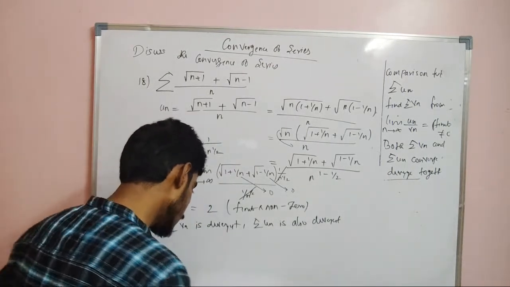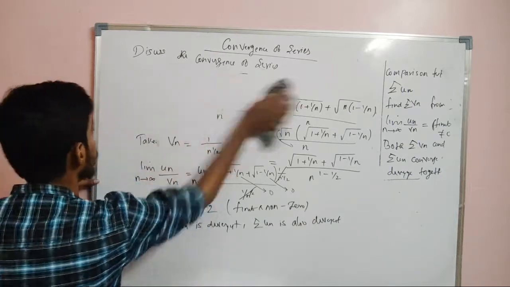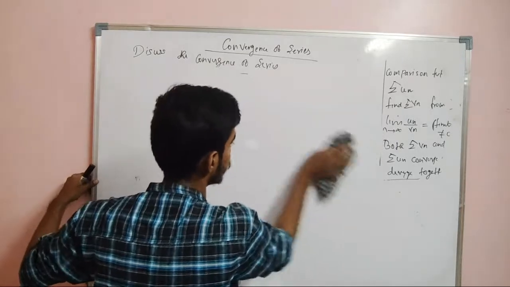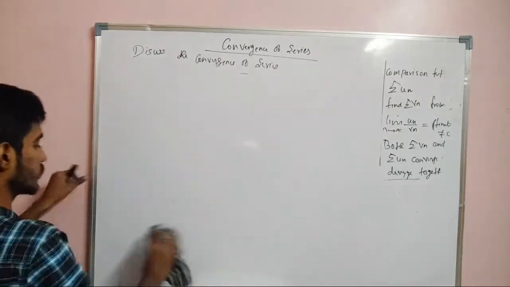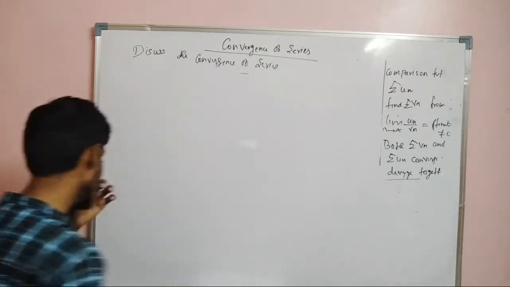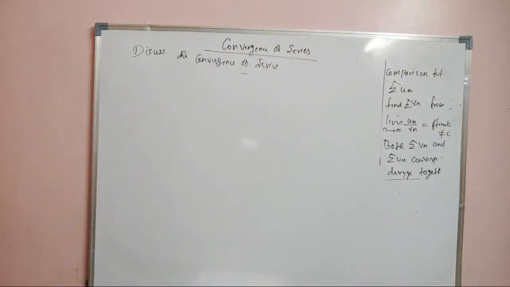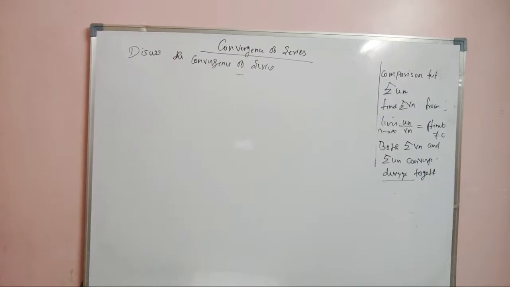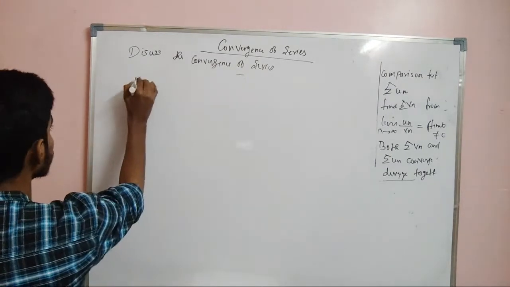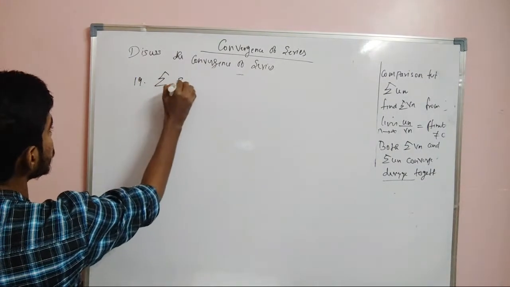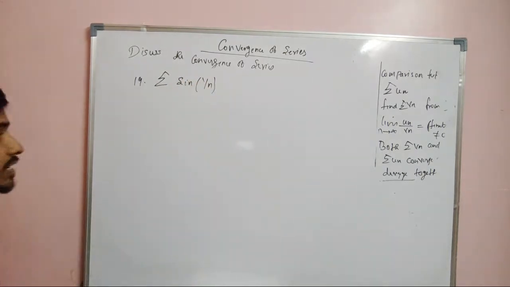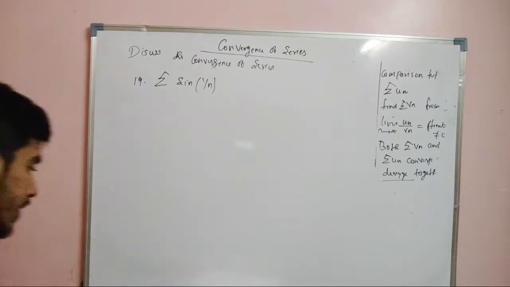The 19th problem is summation sine 1 by n. It is a very easy problem. If you understand the first 19 problems, you can do any problem on your own. So we'll move on to the 19th problem: summation sine 1 by n. We need to check whether the series is convergent or divergent.